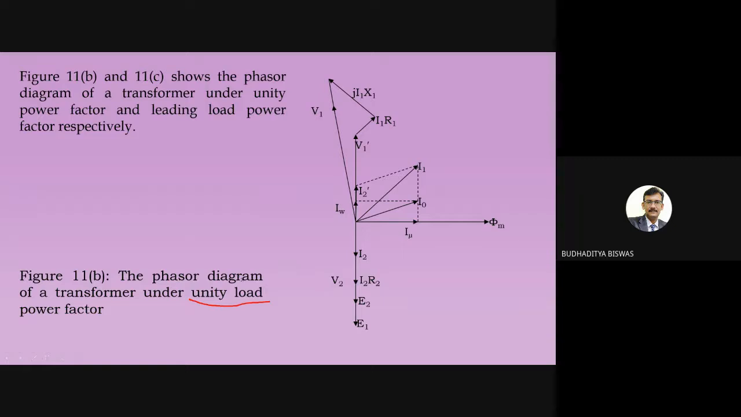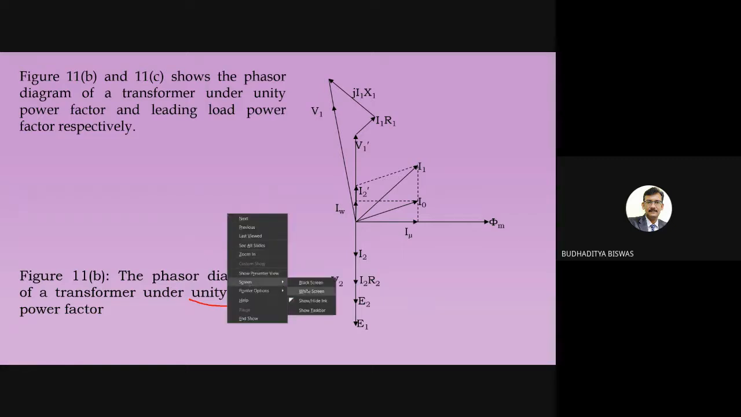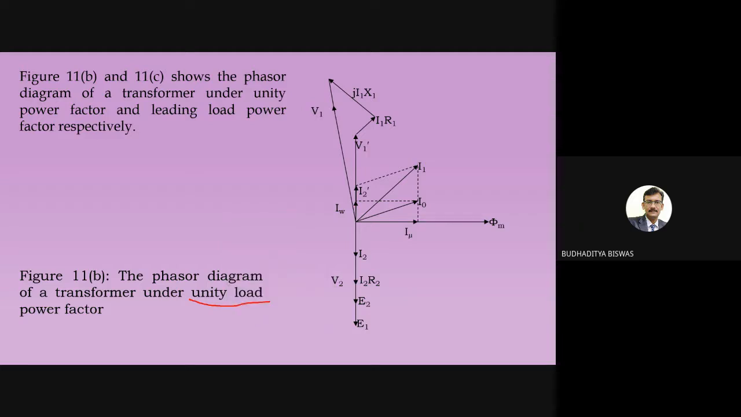And here, what change do we need to draw in the diagram? Only this one. Here you see this is V2 and this is I2. And what is the angle between V2 and I2? Sir, it's 0 degree, same phase. 0 degree, as it is mentioned, unity power factor load. So only this thing needs to change here.